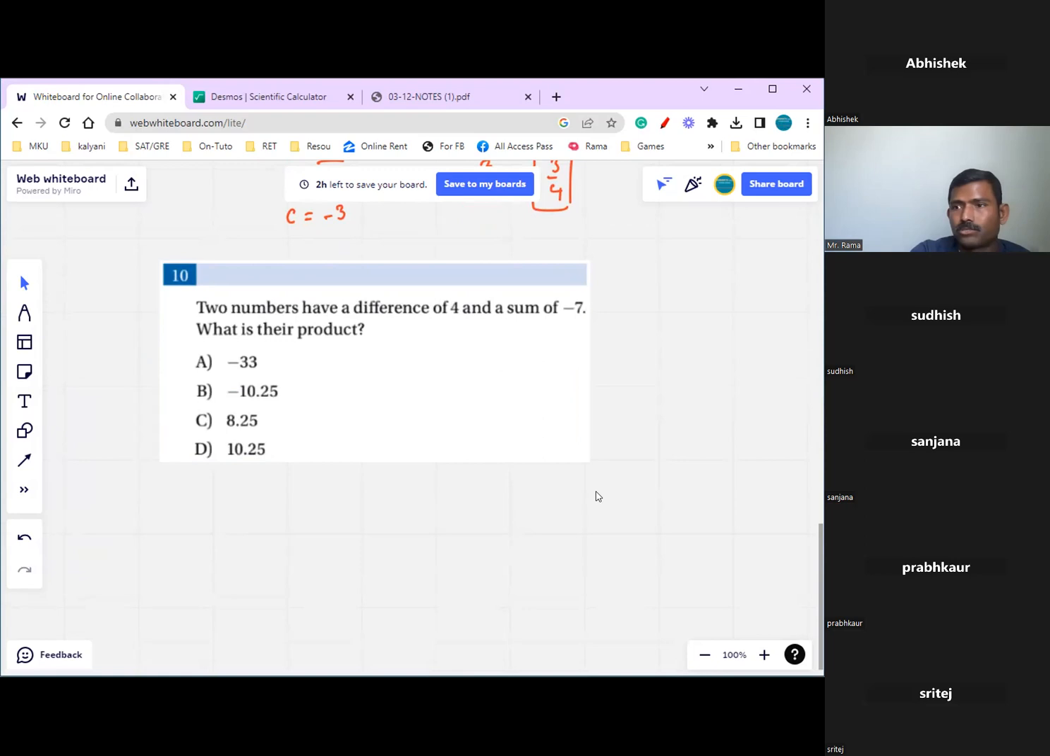Two numbers have a difference of 4 and a sum of -7. What is their product? A, negative 33, B, negative 10.25, C, 8.25, and D, 10.25. Right. So there are two numbers. Difference means you subtract them, you get 4. But when you add them, you get -7. And you need to find out the product of them. Let's give it a try and see what you guys think.